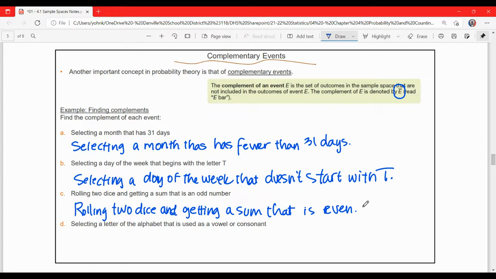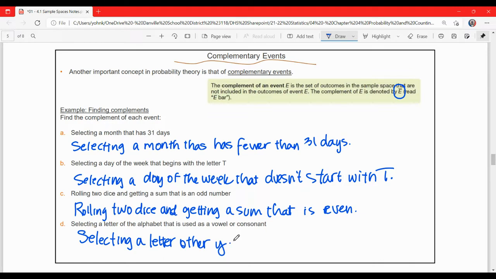And then finally, selecting a letter of the alphabet that is used as a vowel or consonant. Well, there's only one letter that can be used as a vowel or a consonant, and that's the letter Y. So the complement would be selecting a letter that's not Y, a letter other than Y.